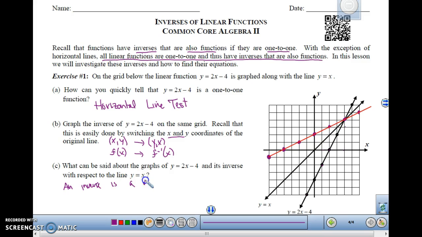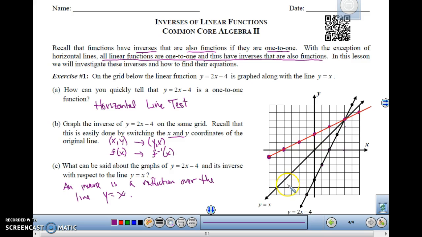is a reflection over the line y equals x. So they are symmetric with the line y equals x. So this line that we just drew, the inverse, is symmetric with y equals x. If I fold it on y equals x, it will line up perfectly with the original line y equals 2x minus 4.